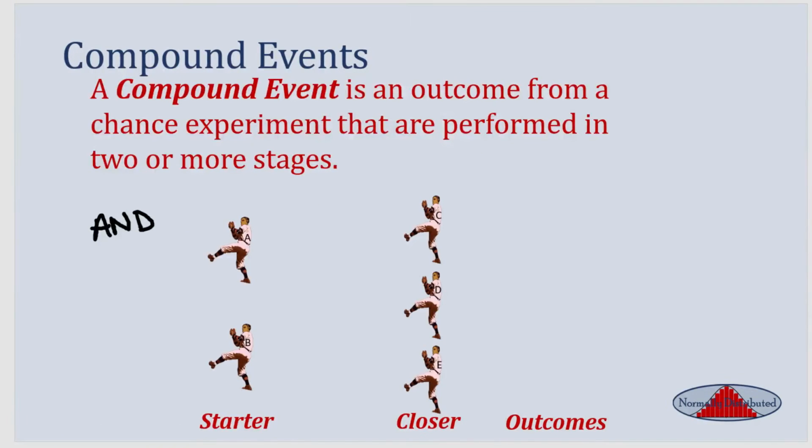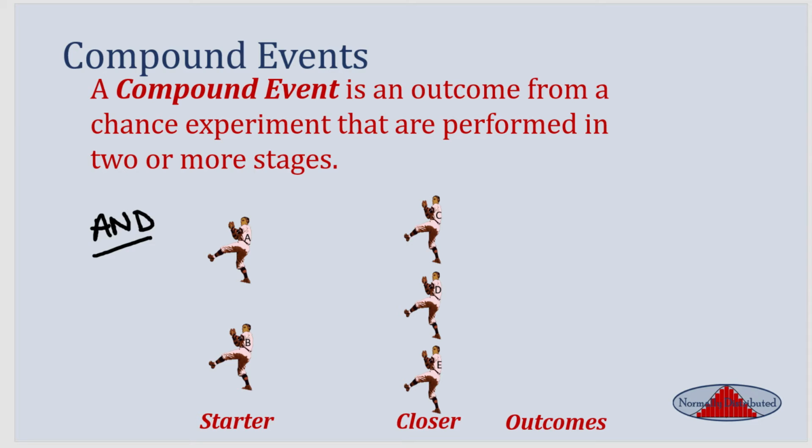Let's work through a new example here. Now, a manager in baseball has a lot of hard decisions to make. Most importantly, who is he going to send out to pitch? And who is he going to send out to close the game? Now, what we have here is an example of a compound event.